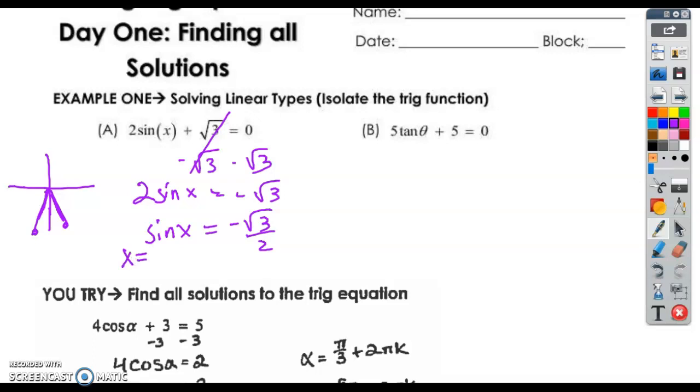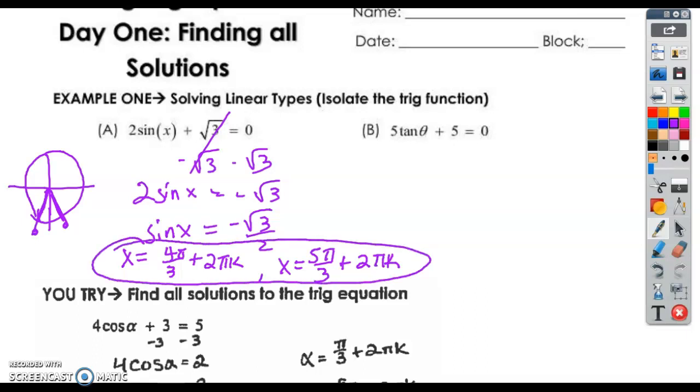So x equals 4 pi over 3 plus, if I go around again, I'm going to have another coterminal angle at the same exact place. And I can go around an infinite number of times. So it's plus 2 pi k. I also have another solution at x equals 5 pi over 3 plus, I can go around 2 pi however many times I want. So 2 pi k. And there are your solutions.